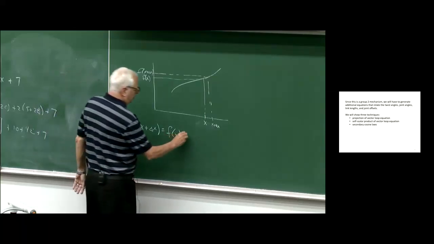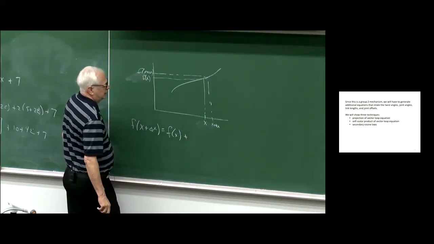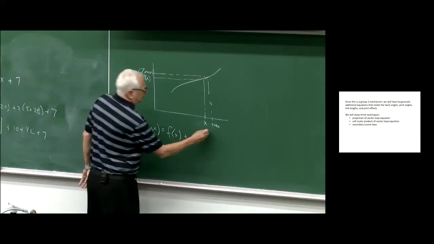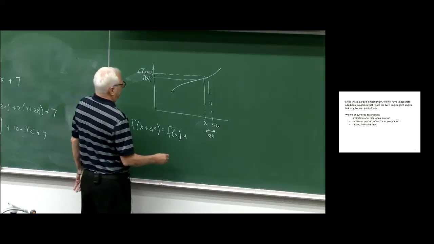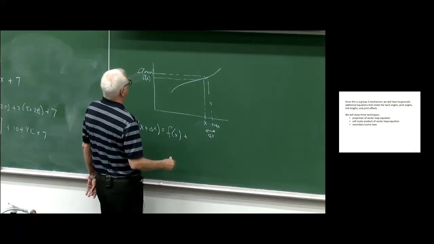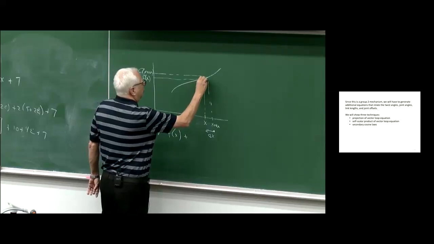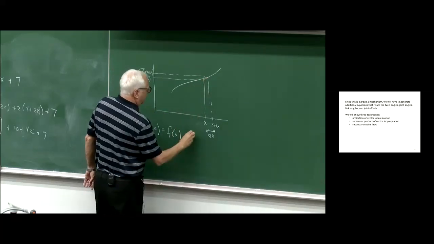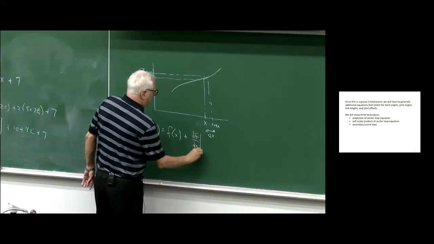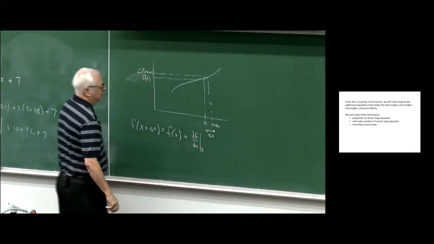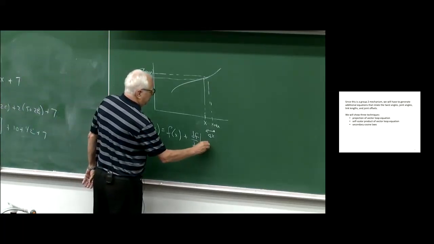But, let's see, what are we going to add here? This distance here is delta x. What if I take the slope here? What if I take the slope evaluated at x? I call x my expansion point, and I multiply that by delta x.